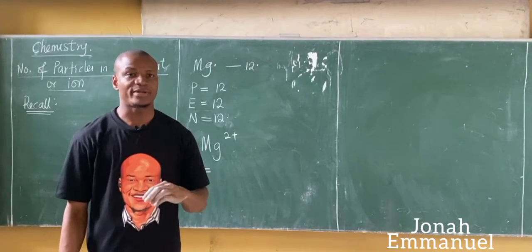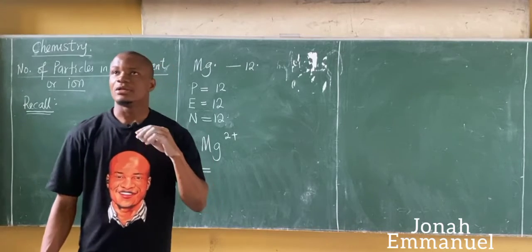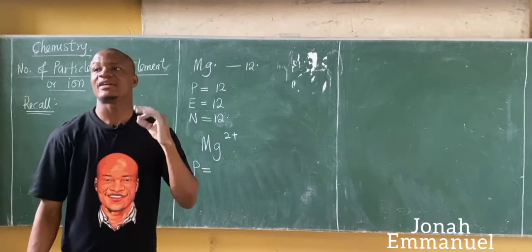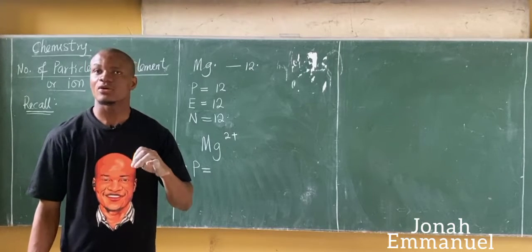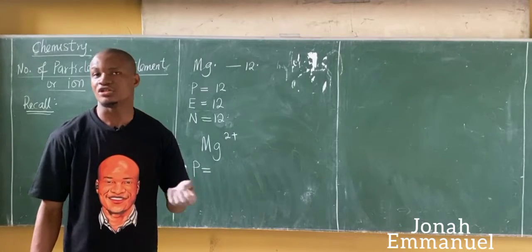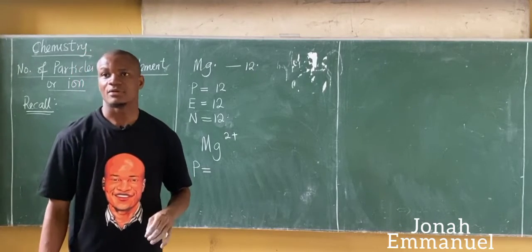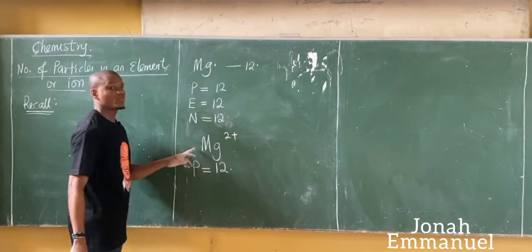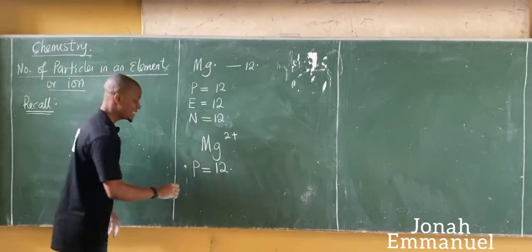Now, hang on. Let me give you a hint for this, please. The number of protons in an atom of an element is usually constant. It doesn't change. So whether it's an ion or it's not an ion, it's a constant. Alright, so how many protons here? 12. Why? Because the atomic number of magnesium is 12. Let's get electrons.